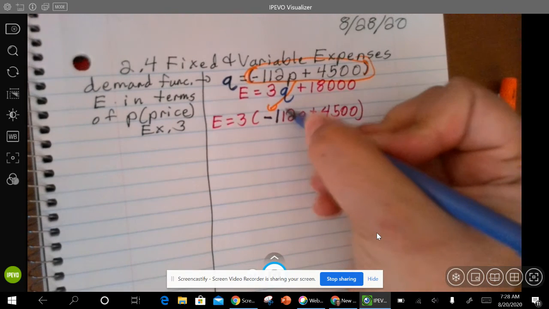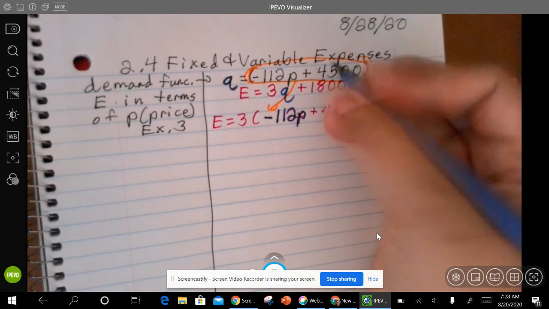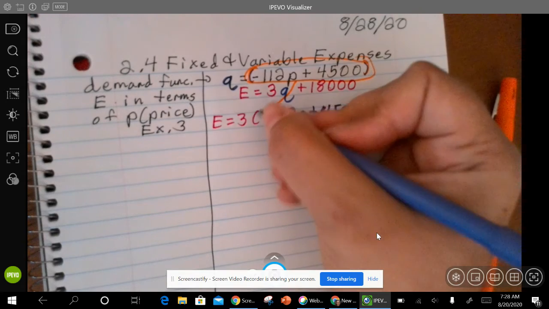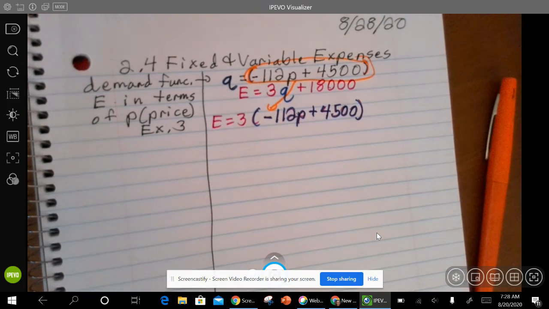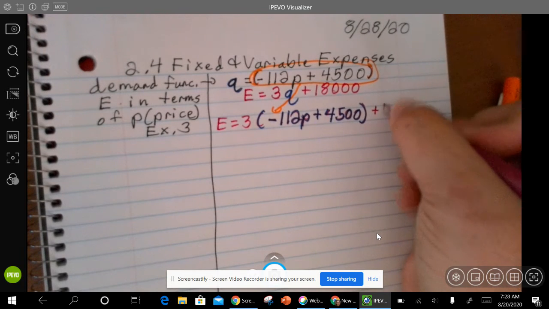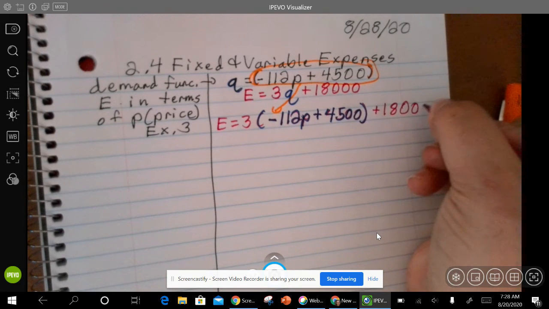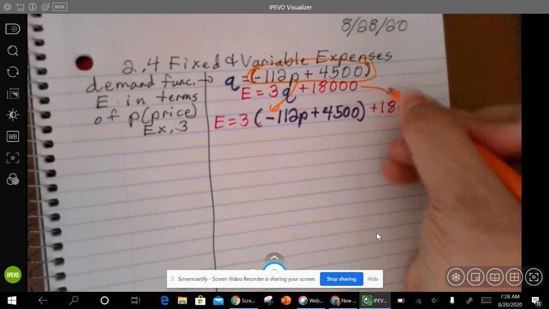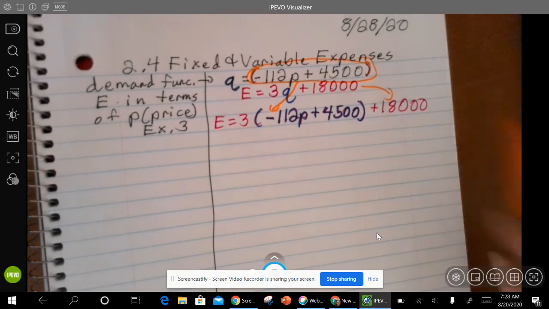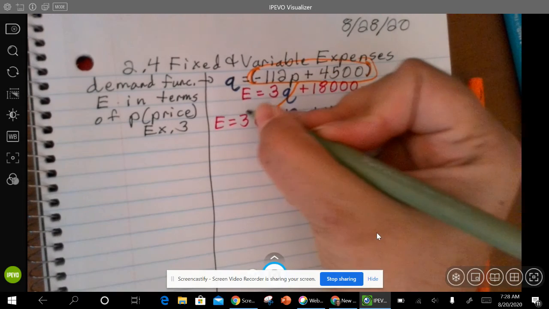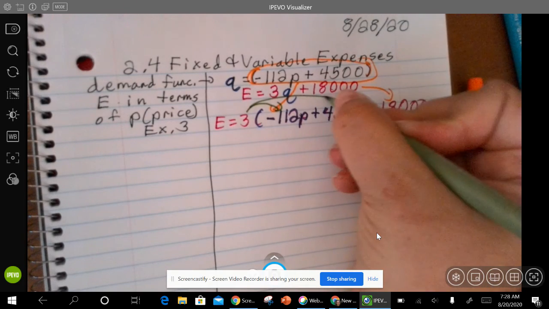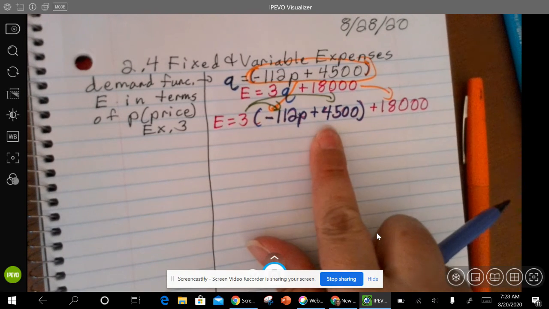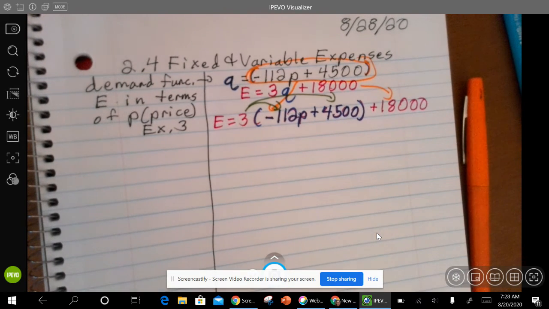I should have done a different color. I need to be able to color everybody, helps our brain organize the information. So make sure we're getting this information all organized. Plus the 18,000. Okay, so everybody make sure you do that step of bringing down that 18,000 right here for our fixed cost. Then we're going to do our distributive property. So we're going to have to multiply 3 times negative 112 and 3 times 4,500. So we have to multiply those all together.